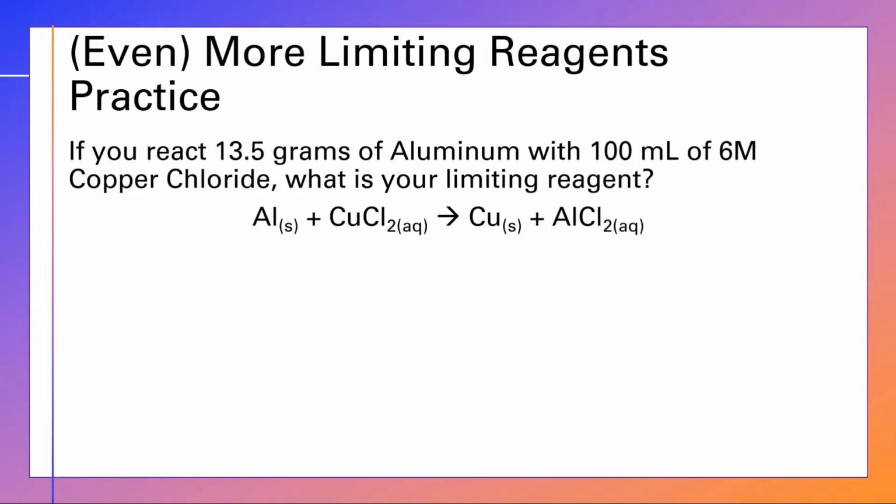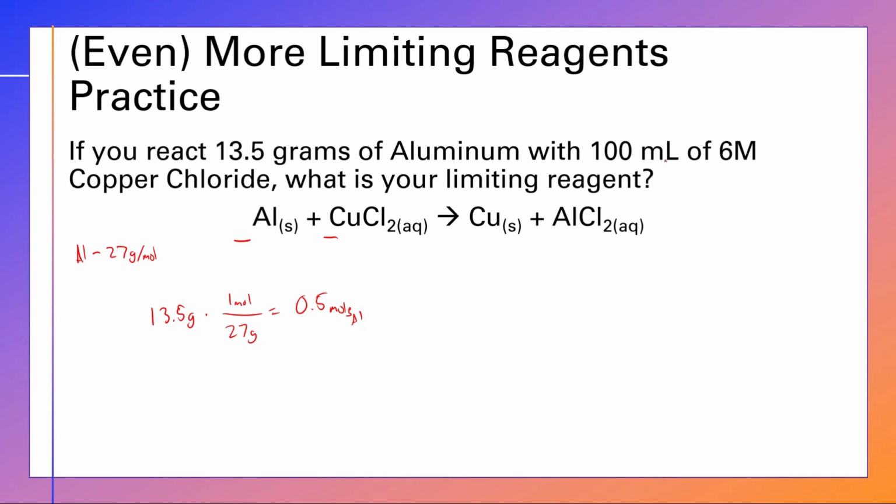So this problem asks us, if we react 13.5 grams of aluminum with 100 milliliters of 6 molar copper chloride, what is our limiting reagent? Now luckily for us, the ratio here is going to be 1 to 1, so we just need to determine which one we have more moles of. Now the molar mass of aluminum is about 27 grams per mole. If we have 13.5 grams times 1 mole per 27 grams, we end up with 0.5 moles of aluminum.